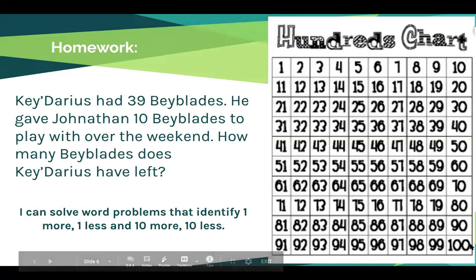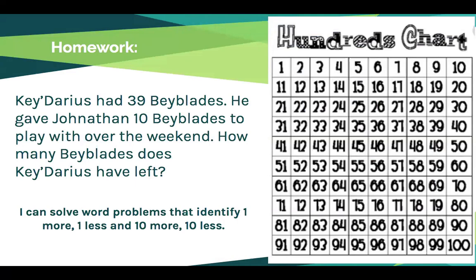So we've been talking about one more, one less, 10 more, and 10 less. So now we have homework for you. So your homework problem says, Kedarius has 39 Beyblades. He gave Jonathan 10 Beyblades to play over the weekend. How many Beyblades does Kedarius have left? Now, when you get ready to work this problem, I want you to think about the numbers that you're working with. And also it says, how many Beyblades does Kedarius have left? Now I want you to think about if you're going to add or if you're going to subtract.